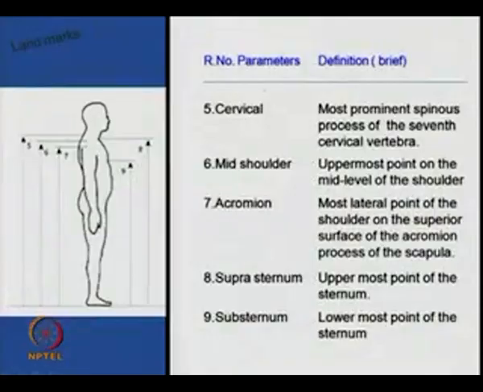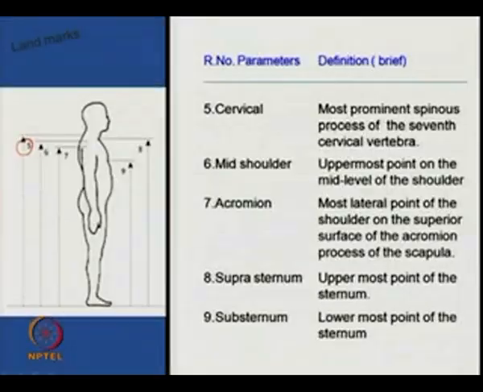Now, number 5 is the cervical height. If we see from this head end, a groove is there. From this groove, if we come down pressing like this, one most prominent bone structure is here. So, this is the 7th cervical bone. The most prominent spinous process of the 7th cervical vertebra, this point, and this height is the cervical height.